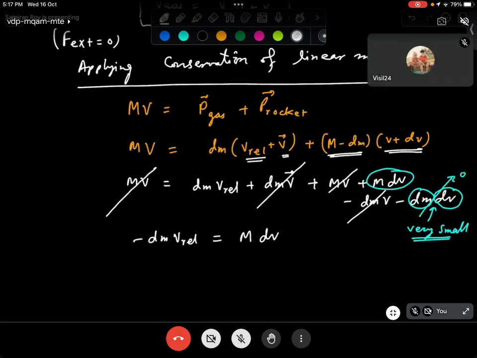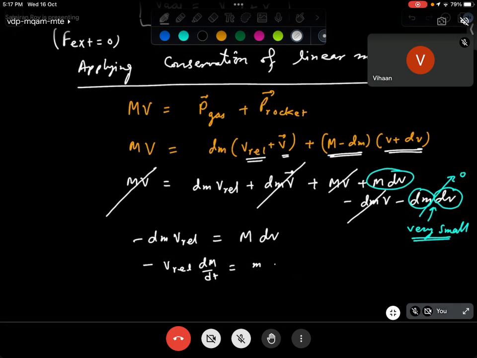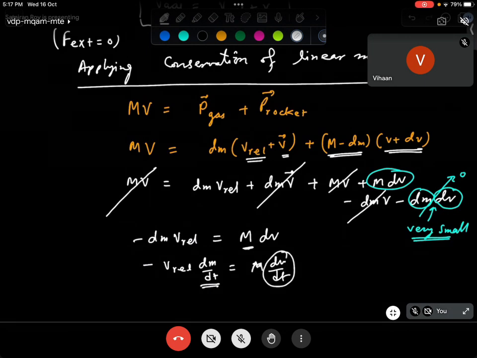Okay, so what is v relative? Minus of v relative into dm by dt equal to what? m dv by dt. Just differentiate v relative into dm by dt. dm was there, so you write v relative minus v relative dm by dt equal to m constant into dv by dt, correct.